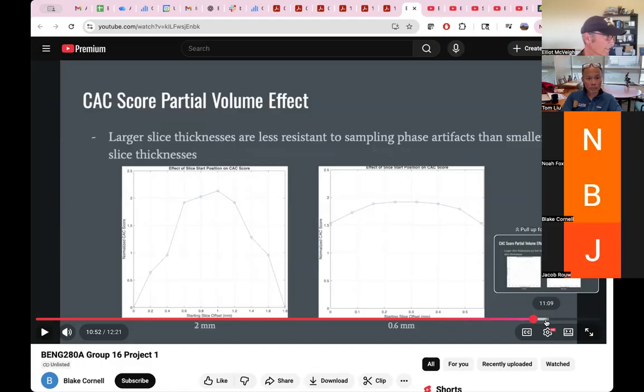To negate that and make this more of a fair comparison, we did take the assumption that the dosage was done appropriately to keep the noise ratios similar through all the slice thicknesses.